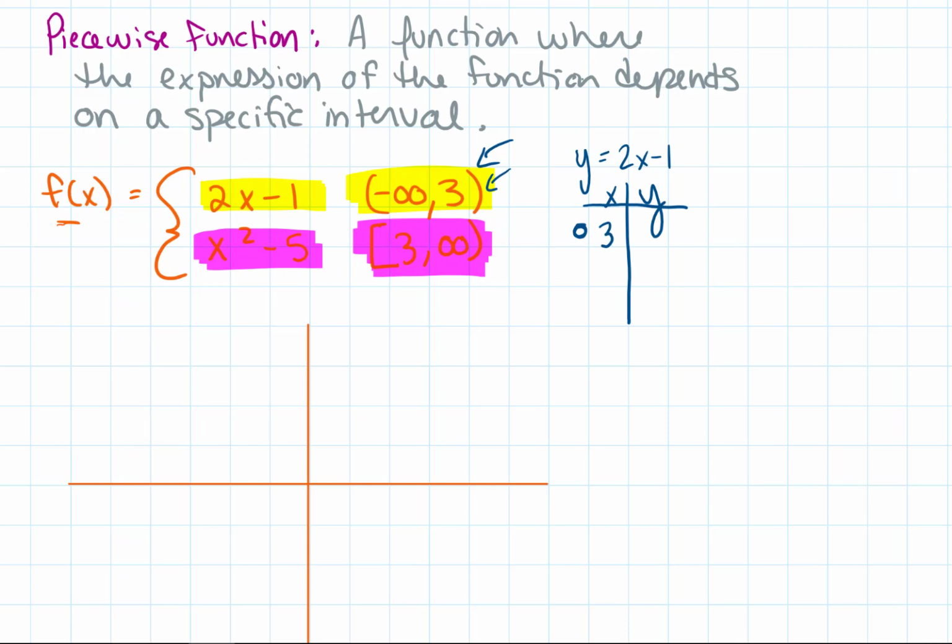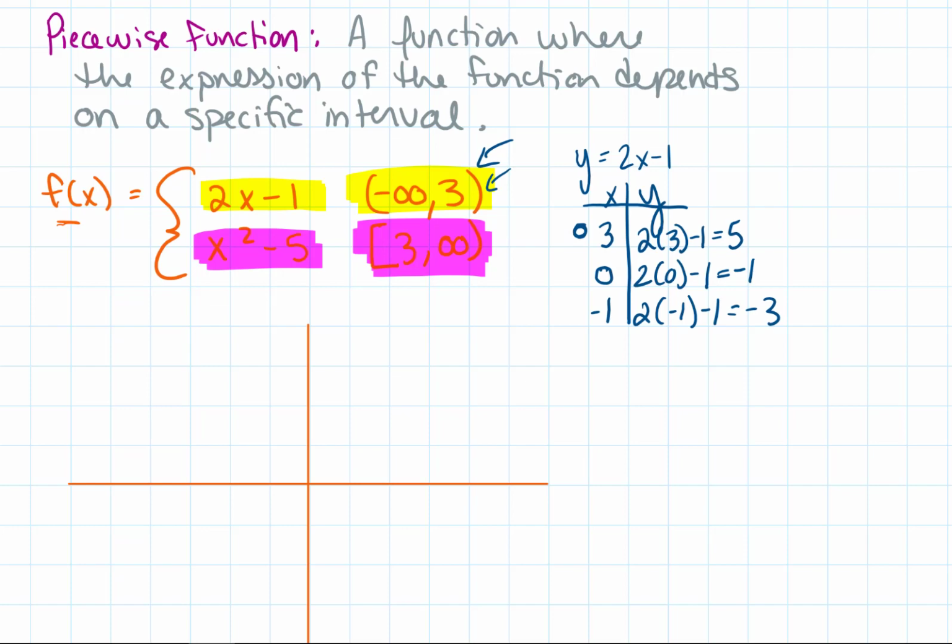Then I'm going to plug 3 into my equation and simplify. So I get 6 minus 1, which is 5. Then the other x values I have to pick are lower than 3 because my interval is negative infinity up to 3. So I'm just going to pick numbers that are easy to multiply with. As long as they're in the right interval, we're good.